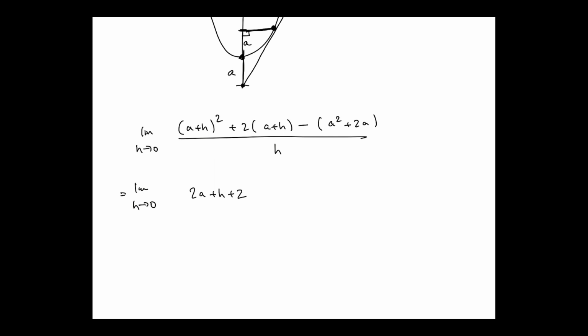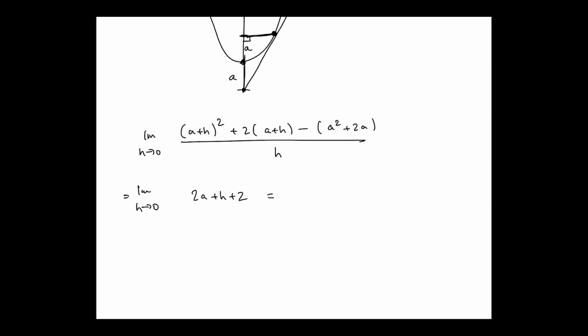Right? So that numerator is exactly what we were working with a minute ago. We FOILed everything out and we simplified. And what did we get? When all was said and done, we got 2a plus h plus 2. If I let h go to 0, which I'm doing now because I have a limit, what do I get? 2a plus 2.